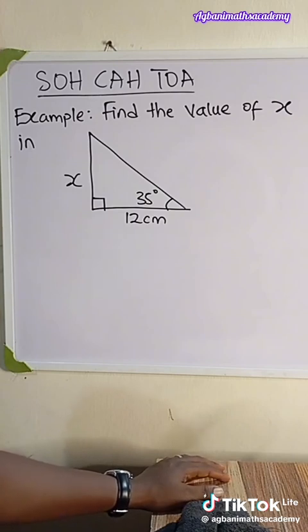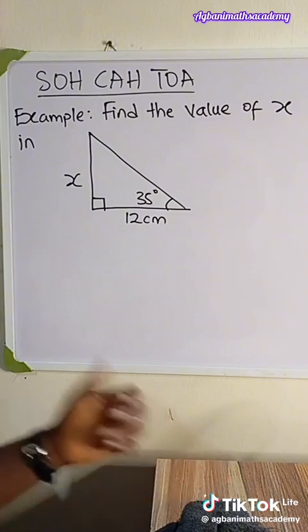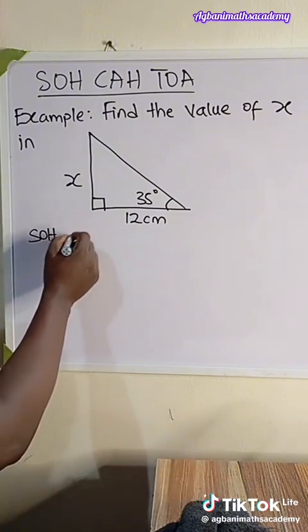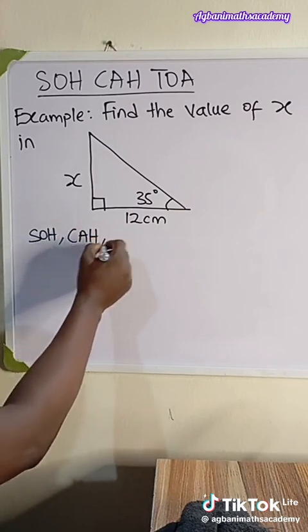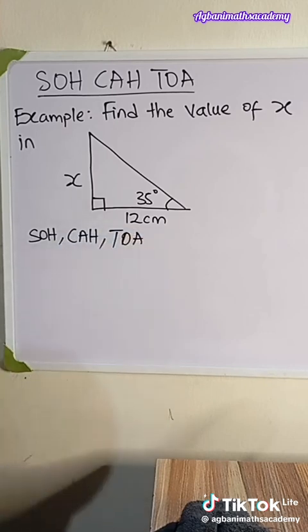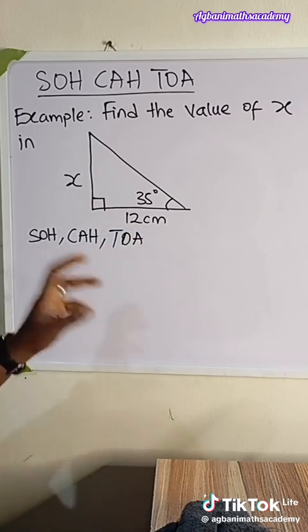The next thing we are going to check is, what are we going to use? Are we going to use SOH? Are we going to use CAH? Are we going to use TAN or TOA? Okay? So it depends on the values we are given.